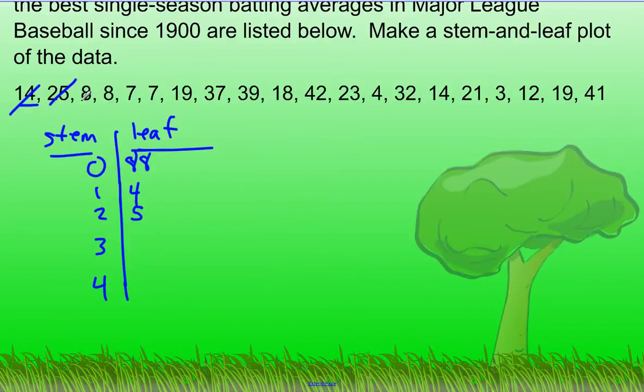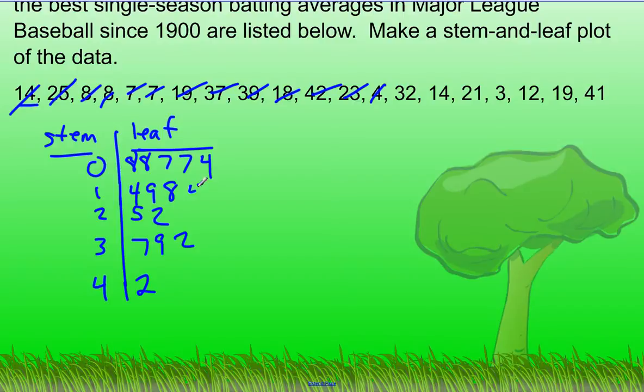It's got 8, 8, 7, 7, 19, so 1, 9, 37, 39, 18, 42, 23, 4 is 0, 4, 32, 14, 21, 3, 12, 19, 41.